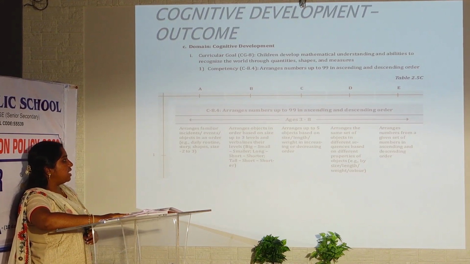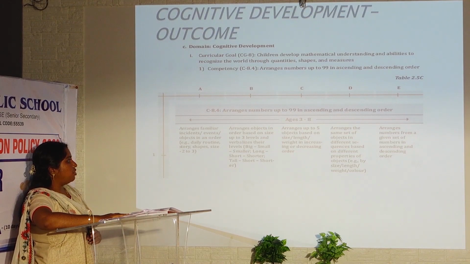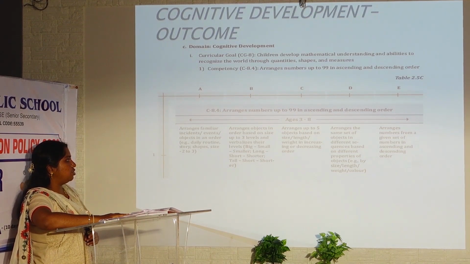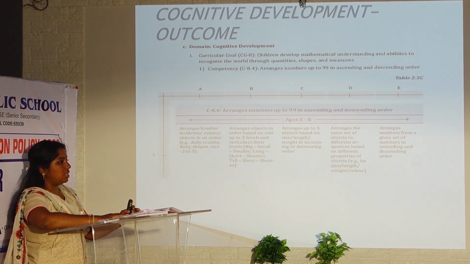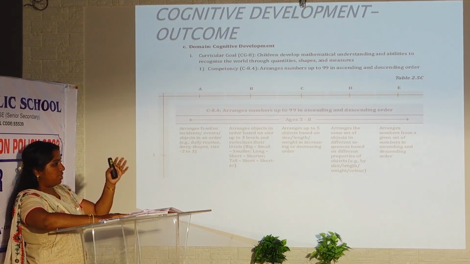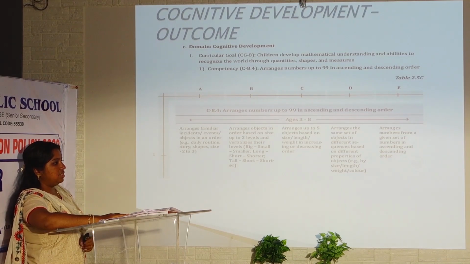Next, the last stage, that is arrangement of numbers given, in ascending and descending order. While practicing all these levels, the child will be able to arrange the numbers from 1 to 10 or from 10 to 1, in ascending and descending order.